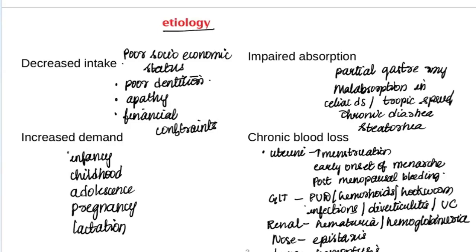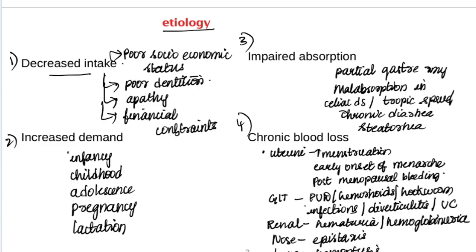Etiology of iron deficiency. There are 4 causes. One is decreased intake. Second, increased demand. Third, impaired absorption, and fourth, chronic blood loss. Decreased intake is seen in cases of poor socioeconomic status, poor dentition, apathy and financial constraints. There might be increased demand in the case of infancy, childhood, adolescence, pregnancy and lactation.